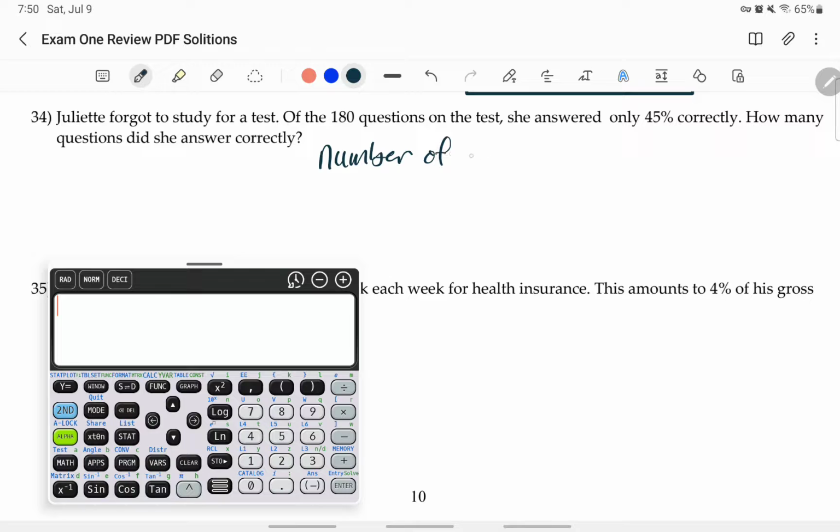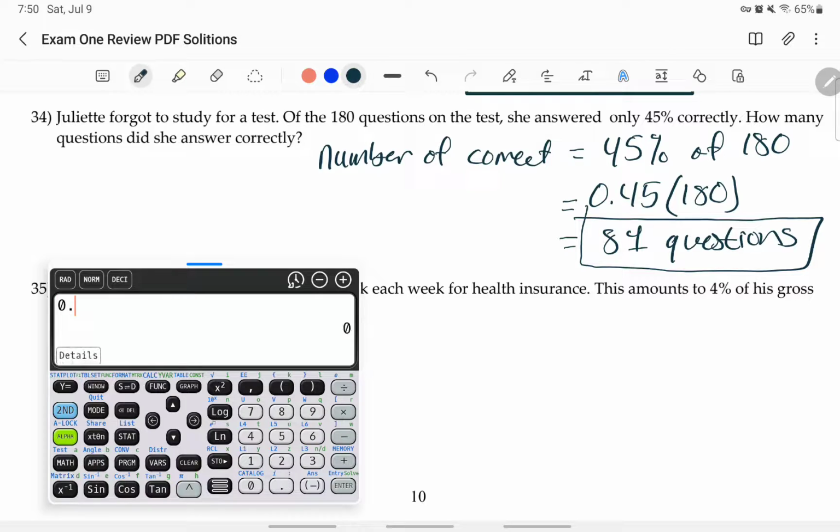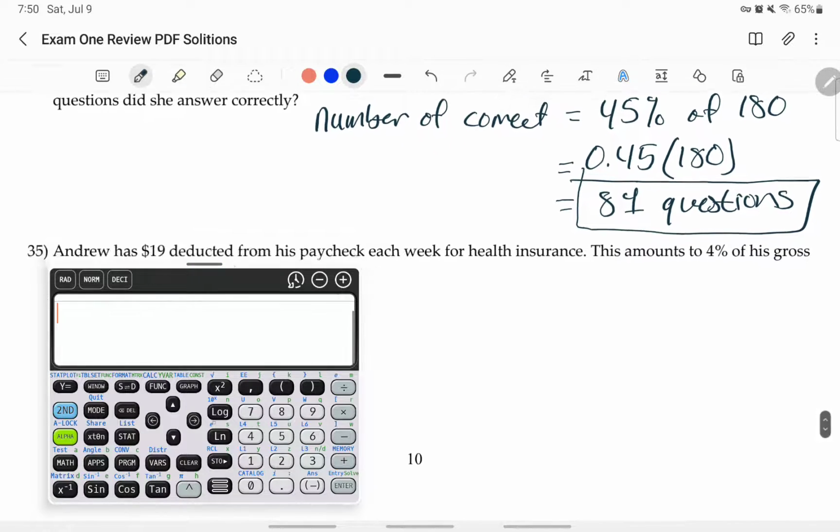So the number of correct is equal to 45% of 180 questions. Convert your 45% into a decimal, 0.45, times that by 180, and that should equal 81. I'm going to double check in a second, but I'm going to go with 81. Yep, 81 questions.